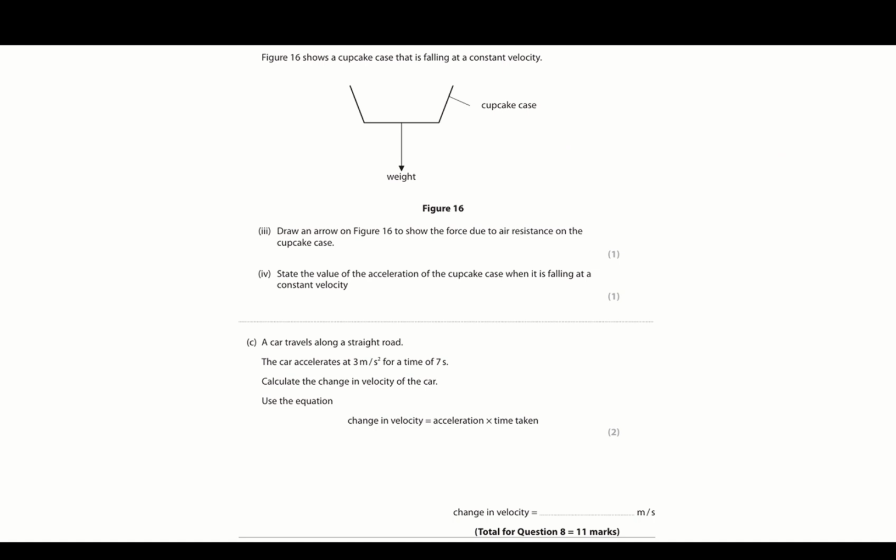Got a cupcake that is falling at a constant velocity. Okay, so that means that the forces are balanced because it's moving at constant speed. Draw an arrow to show air resistance on the cupcake. So you need an arrow up. And I've made a bit of a bodge. If it's going at a constant velocity, that really should be the same size as well. So it needs to be an arrow that's the same size because it's moving balanced. So there we go. Ignore that one, that's horrible. Look at the other one, that's lovely. State the value of the acceleration. Well, it tells you it's moving at a constant velocity. There is no acceleration. And so the value must be 0 meters per second squared.